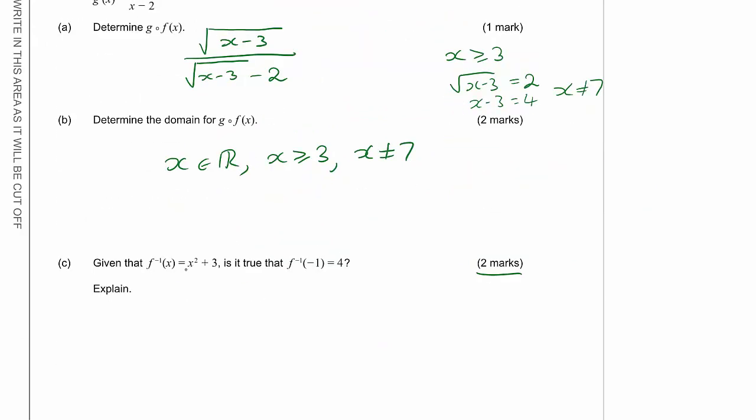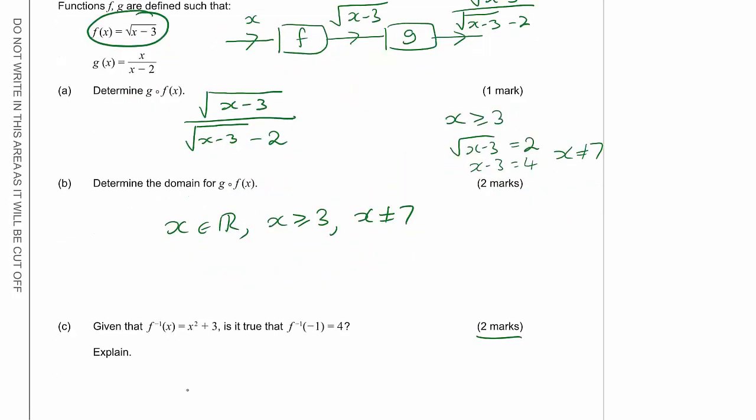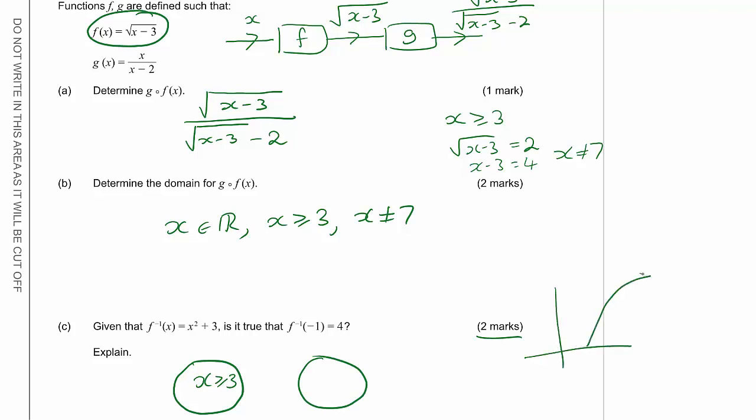Given that the inverse of f is x squared plus 3, is it true that the inverse of negative 1 is equal to 4? We're just talking about this function here. And if we look at that function, we know that the domain is x is greater than or equal to 3. And we know what that square root graph looks like. So it's going to look like this. So the range is y is greater than or equal to 0.